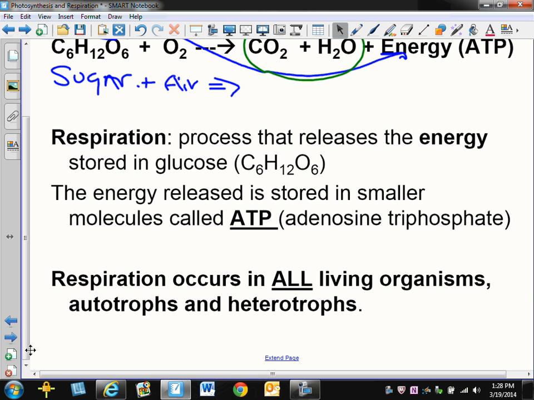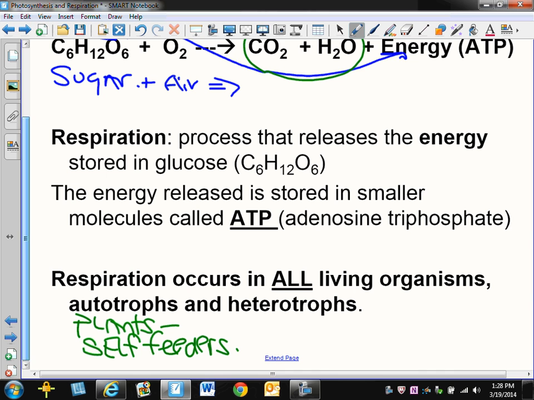Remember, autotrophs are plants, or what we call self-feeders. Self-feeders. And heterotrophs must eat. Okay? They must eat.